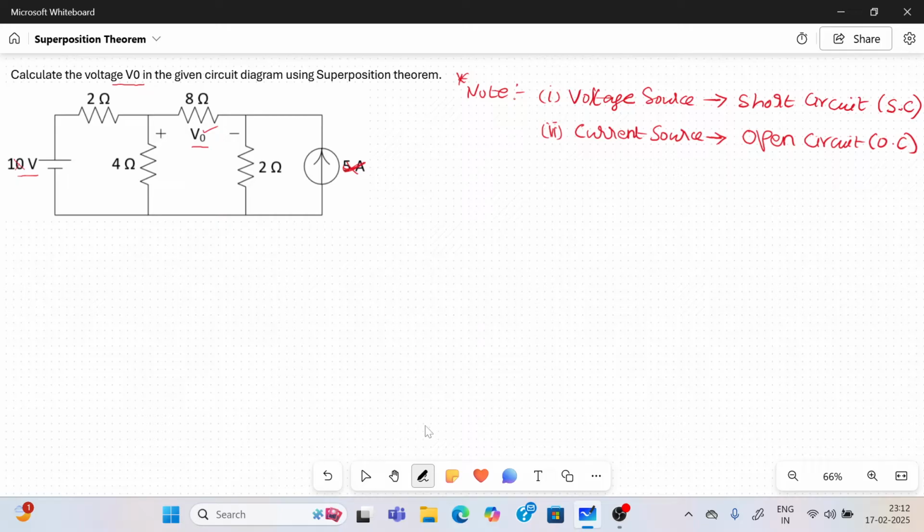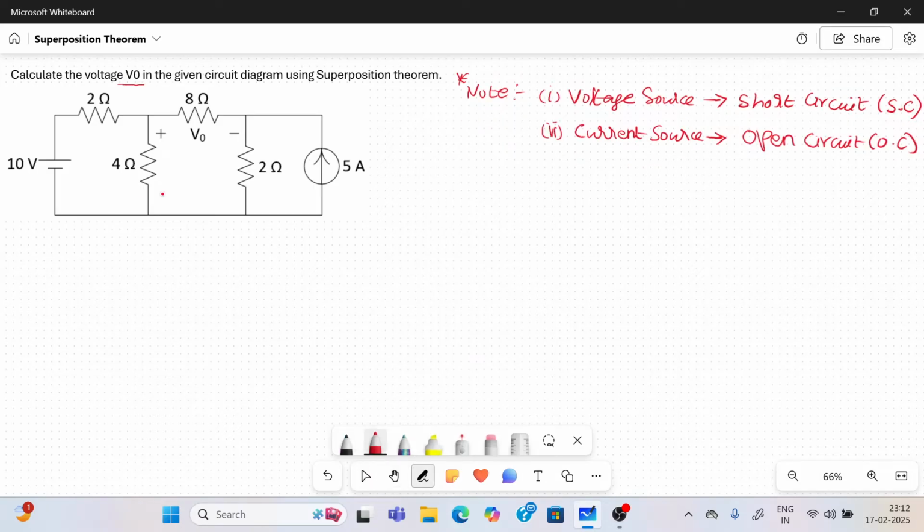So now we can see we have to apply the Superposition theorem here. You have two independent sources, so you need to do it two times. So two V0 values you have to find out.